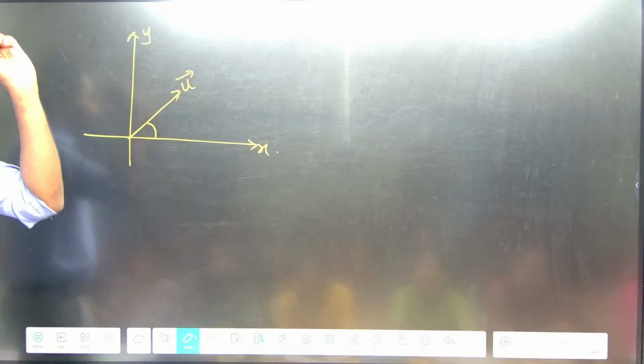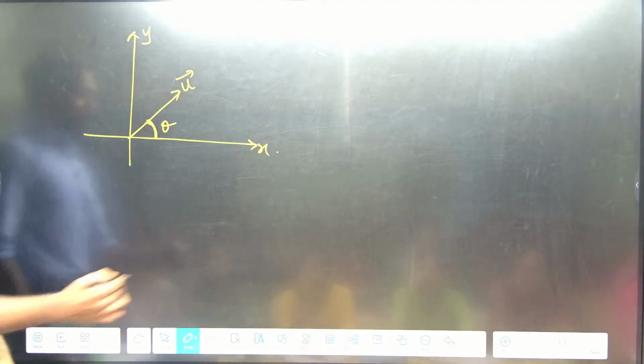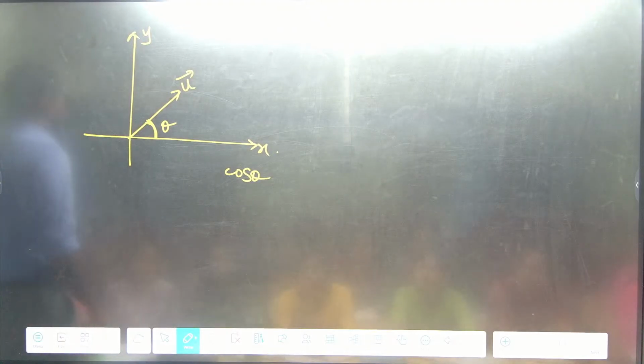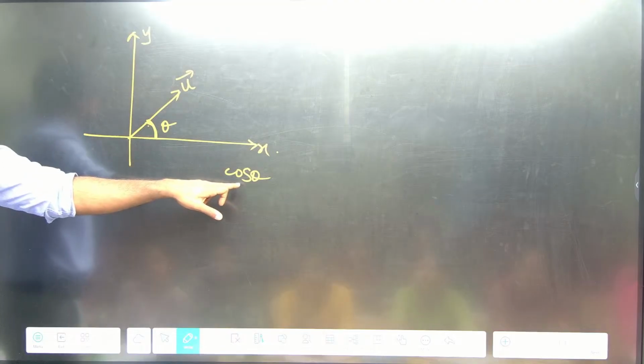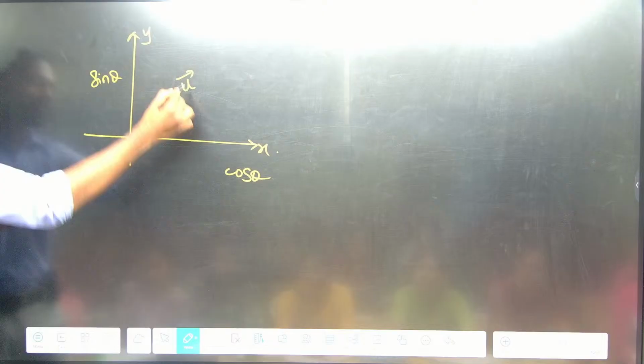I am throwing the object with some velocity u. Where am I standing? On the x axis. So the angle is with respect to the x axis. This is my theta. The axis with which the angle is given, for that axis it is cos theta. Getting the point? I need to write cos theta for that axis, and for the other it is sin theta.